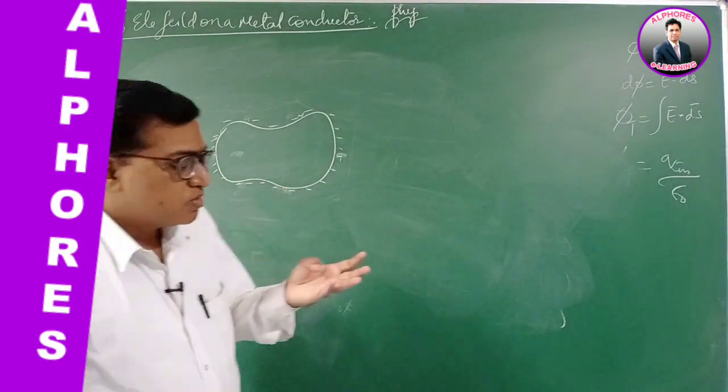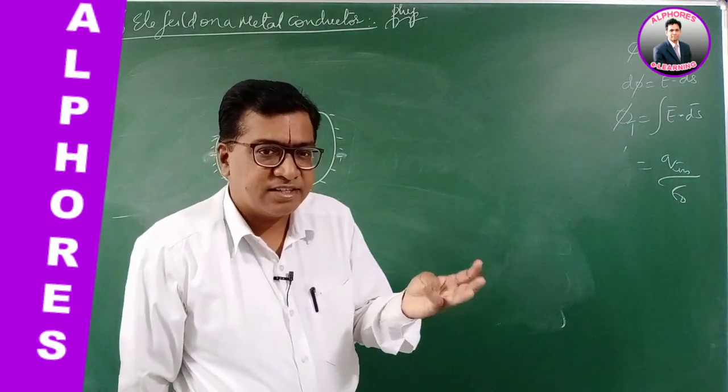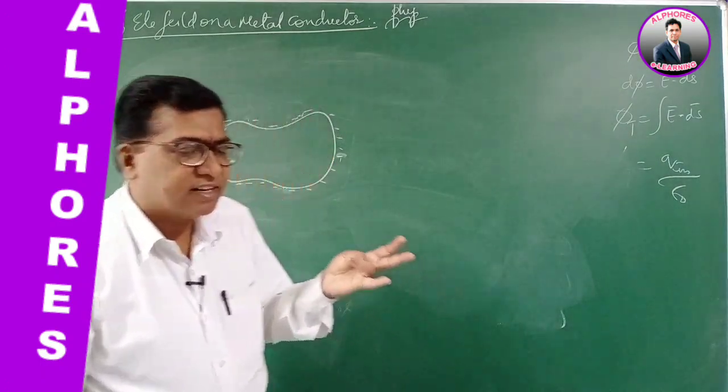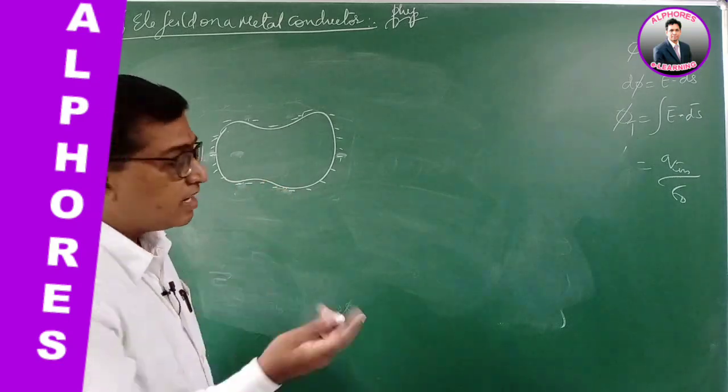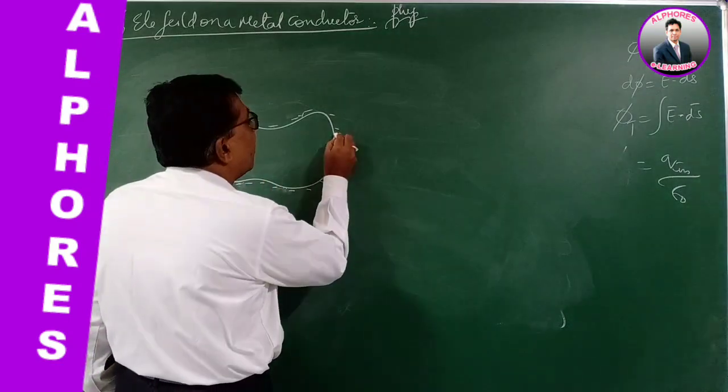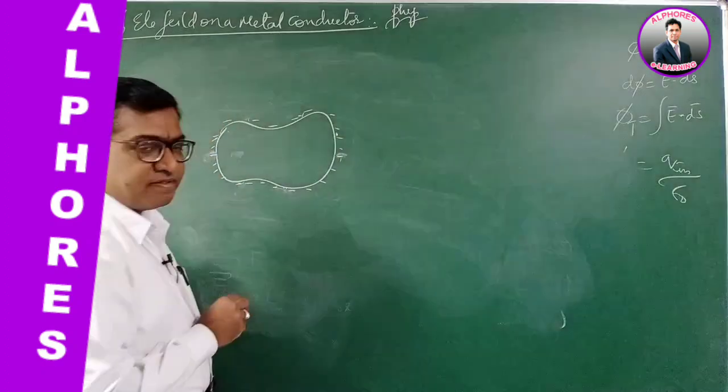So net flux inside the metal conductor is 0. Net charge inside the metal conductor is 0. Net electric field inside the metal conductor is 0. Then how about the electric field at the nearest point on the surface?